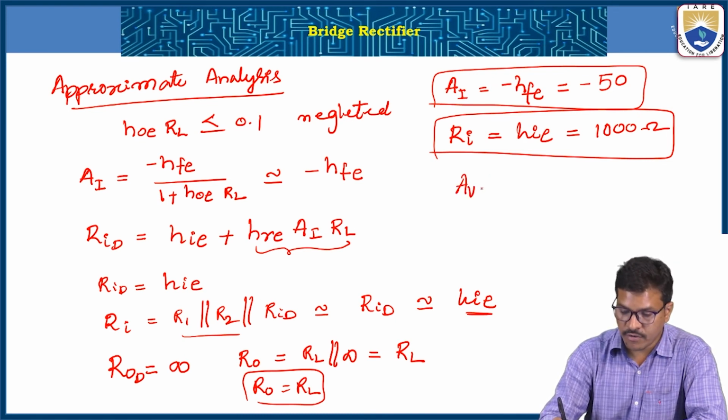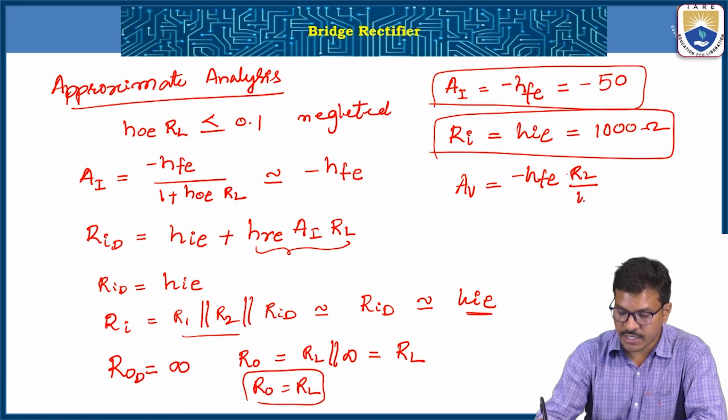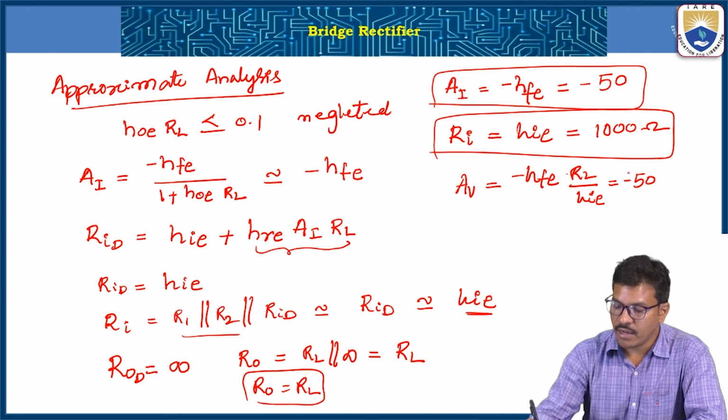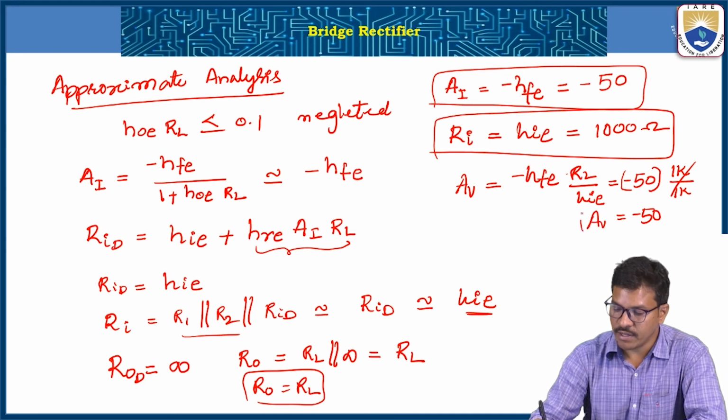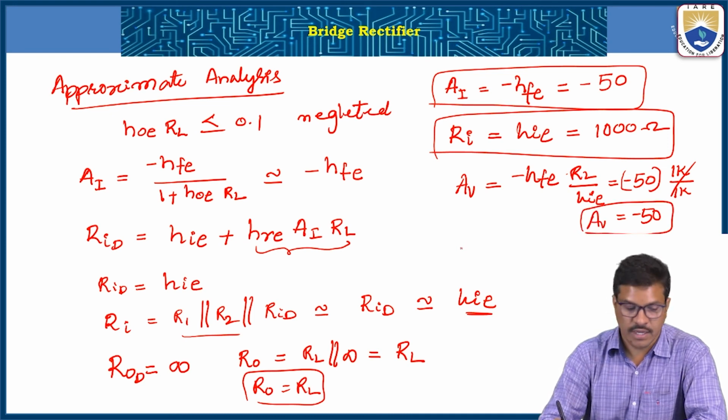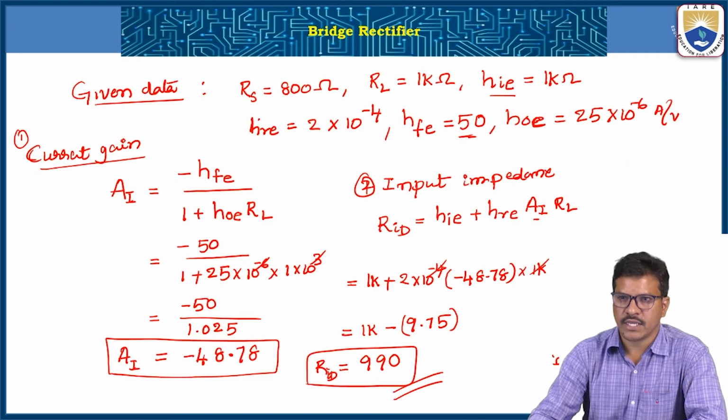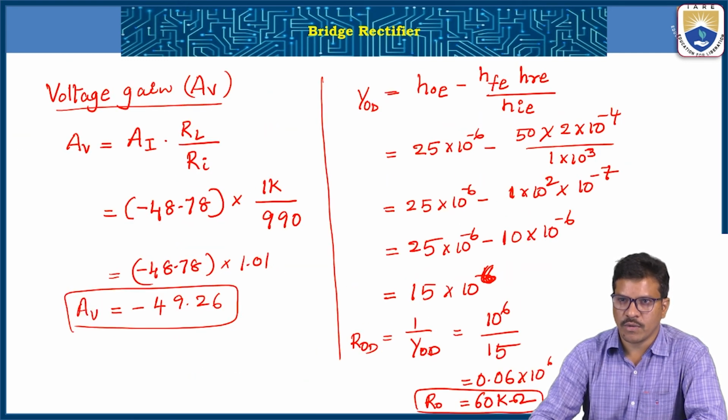Voltage gain, I forgot the voltage gain. Voltage gain is equal to minus HFE into RL by RI, where RI is nothing but HIE. So minus 50 into RL 1 kilo ohm by HIE 1 kilo ohm. They cancel. Voltage gain is also minus 50. And finally, the output impedance R0 is equal to RL, which is given in the problem. RL is equal to 1 kilo ohm. So 1 kilo ohm.